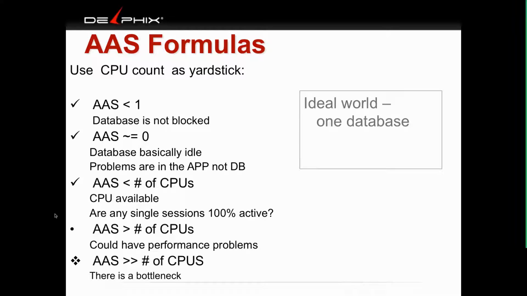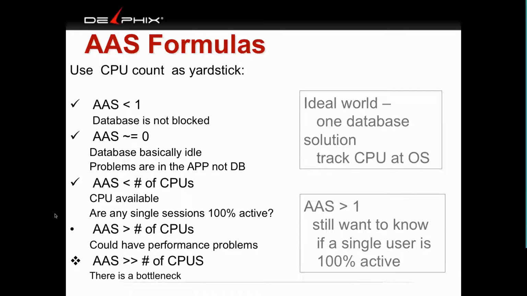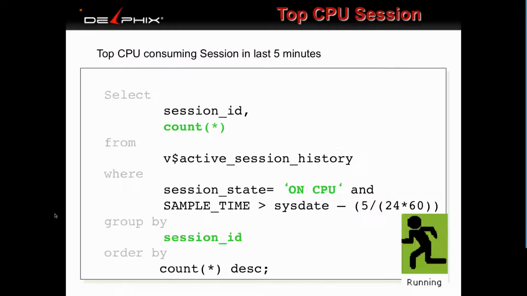These rules are for the ideal world. This is imagining one database on a machine and no other major application on the machine. If you do have multiple databases or other applications on the machine, in order to use these rules, you need to track the CPU usage by the other applications on the machine. And whenever AAS is greater than 1, there could always be a single session that's blocked. Okay, let's start running some queries on ASH.